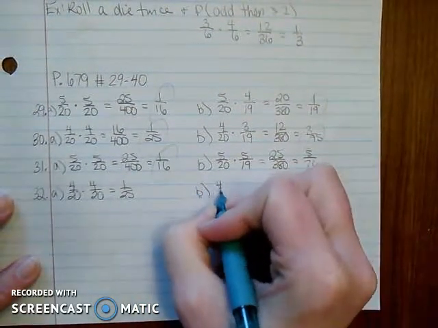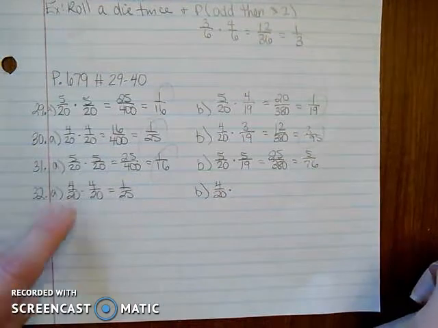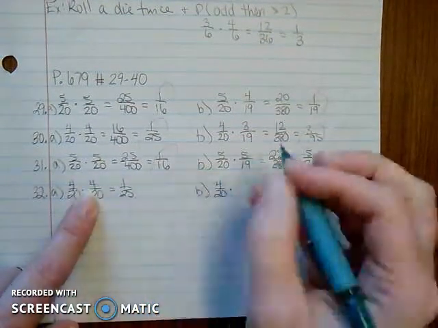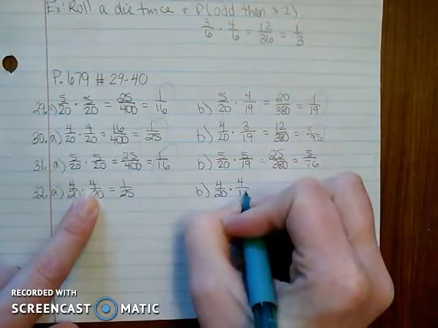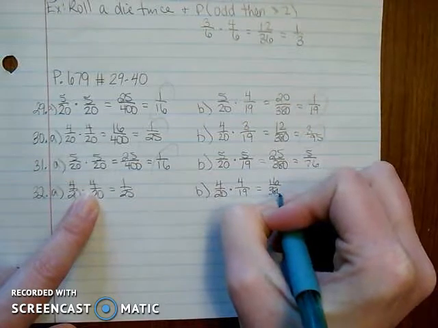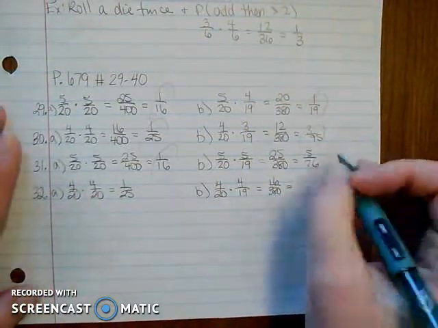Part B, 4 out of 20. That one doesn't change. The second one changes, and here's what you have to think. These are 2 different cards, a 2 and a 4. So we still have 4 4s left, but only 19 cards left. So 16 out of 380 is 4 out of 95.